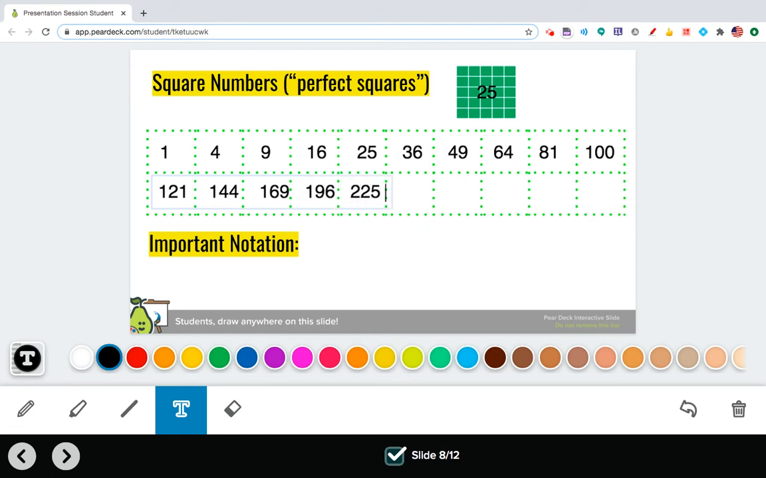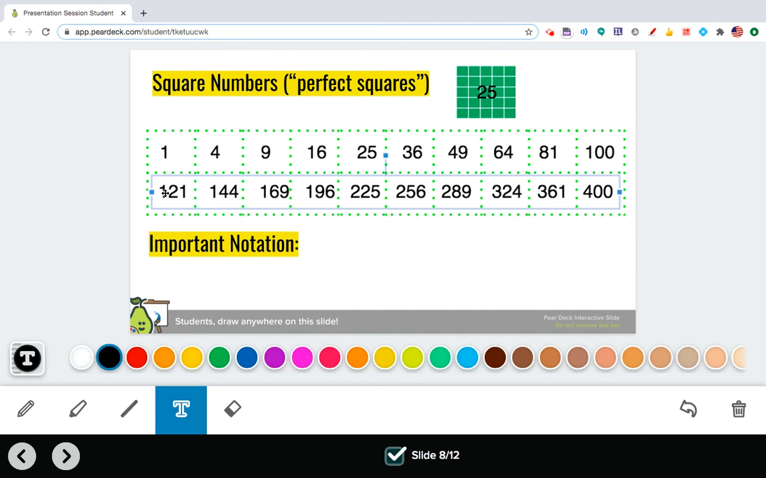15 squared is 225. 16 squared is 256. Oh, now I'm testing my own memory. 17 squared is 289. 18 squared is 324. 19 squared is 361. And 20 squared is 400. Oh, yay. I still have them in my memory.